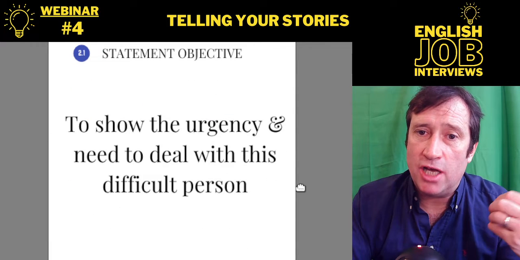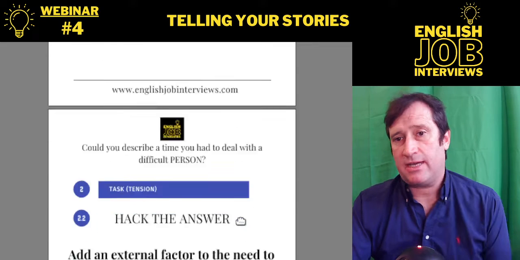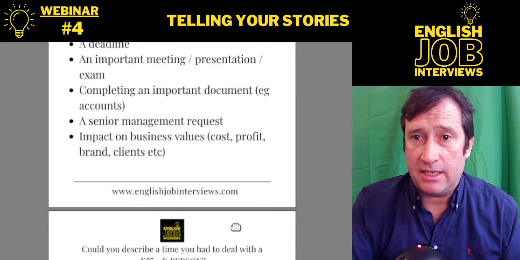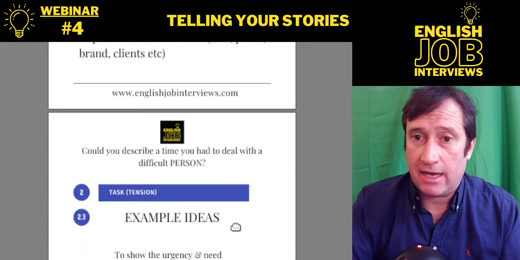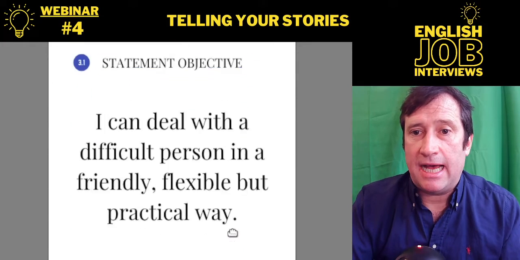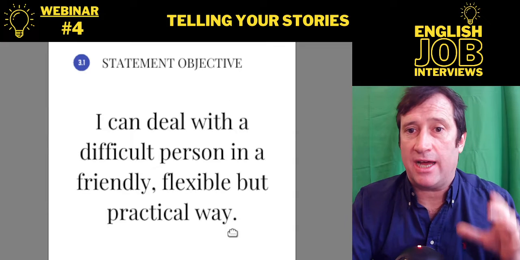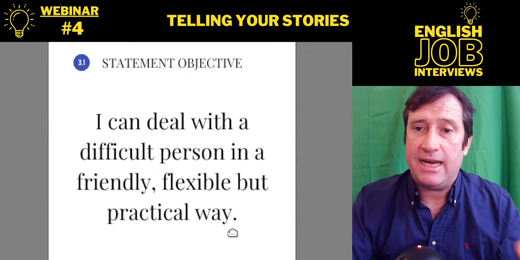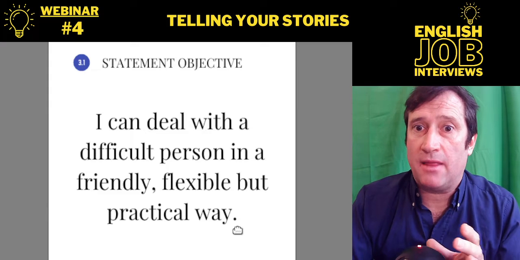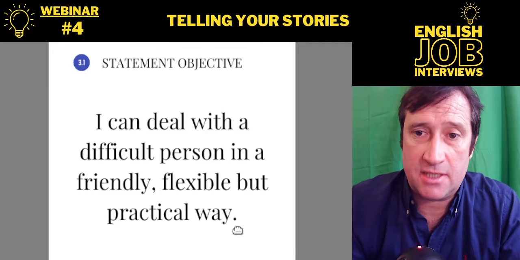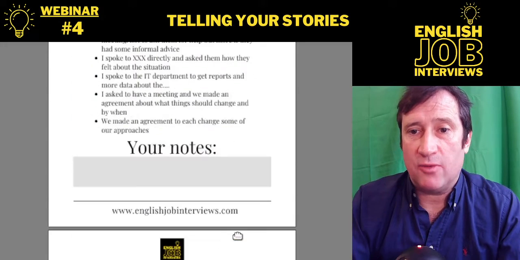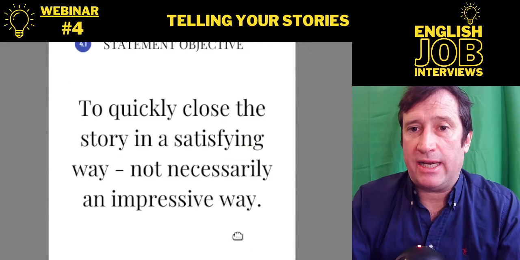The statement to show the urgency and need to deal with this difficult person, okay? And add an external factor, possibly the tension. In this case, their threats are an external factor. So we've got some more ideas here, some more phrases, and the objective here in the actions. I can deal with a difficult person in a friendly, flexible, but practical way. And I think that suits that particular person in customer service, okay, in that story. And going down, more examples and some more phrases, and the final to quickly close the story.